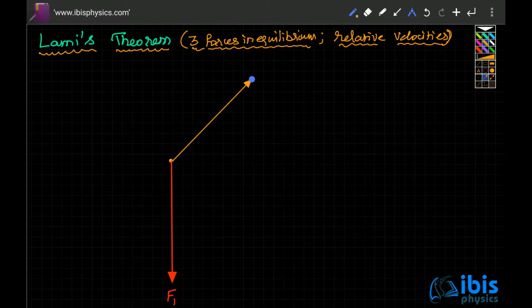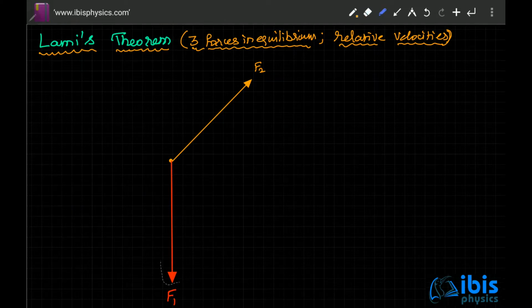Now under the action of these two forces, this object cannot be at rest. This force is here, this force is here. Which way will it go? The sum of these two forces is the resultant force on this object. So let us try to find the sum of these two forces. Let us name this force F2. So this is our force F2. Now how do you find the resultant force?